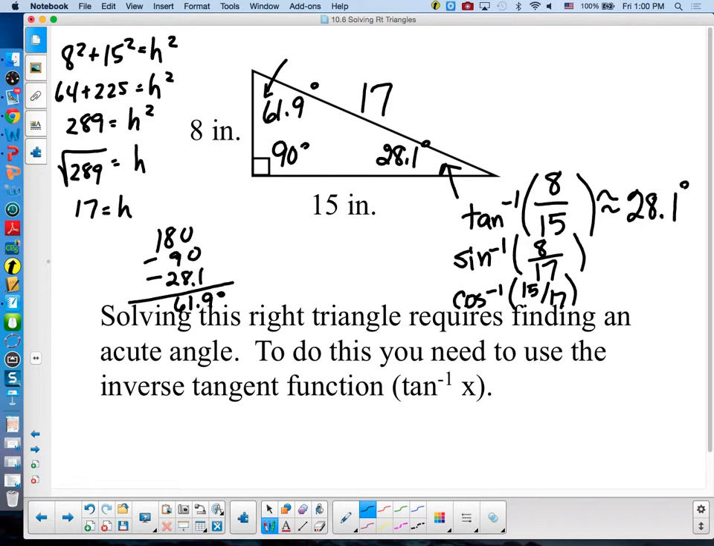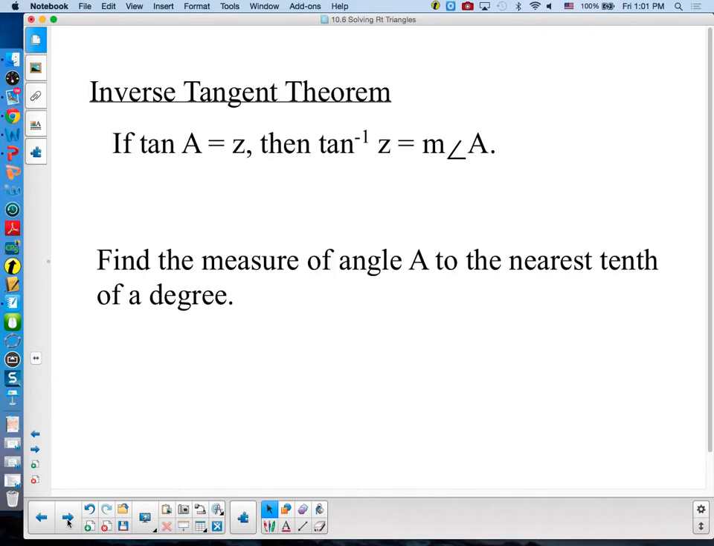Yes? Why is it a -1? That's just the notation for inverse in this situation. That's the notation that is used for the inverse. And what it's doing is reversing the sine. Instead of you giving it the angle and the calculator telling you the sine, you're telling it the sine and it's telling you the angle, which is kind of like a converse in other order. But inverse is the term that was used right here. Okay, looks like we're done with that one. So as far as notes, the inverse tangent theorem.